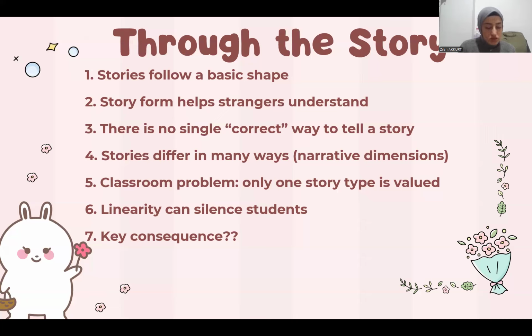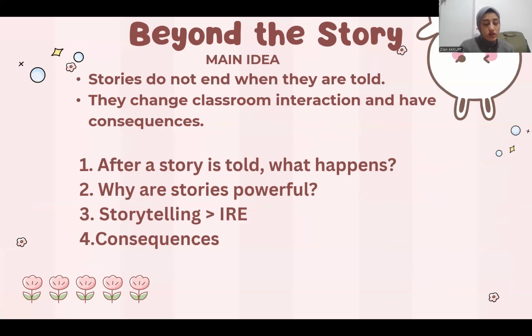So what is the key consequence? The key consequence is that if teachers only accept stories that match their expectations, some students are silenced. If teachers listen and reflect, more students participate, and the classroom becomes more inclusive. So beyond the story, the main idea is that stories don't end when they are told. They change classroom interaction and have consequences.